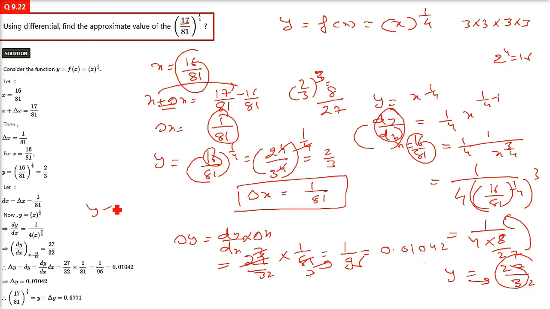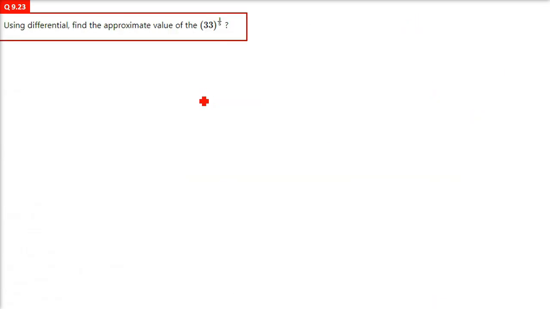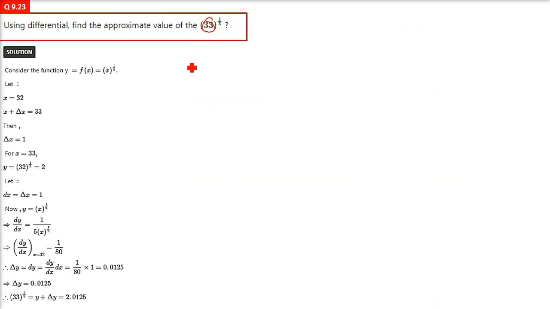That's delta y. We have to add y with it. Y is what? 1 by 81. Okay, this y plus delta y. So delta y is known to us, and y is what? 1 by 81. So when you divide this, y is 2 by 3. Sorry, it's 2 by 3. So it's 0.6771. Okay, this is 33 to the power 1 by 5. 32 is 2 to the power 5. So you can do it by yourself.